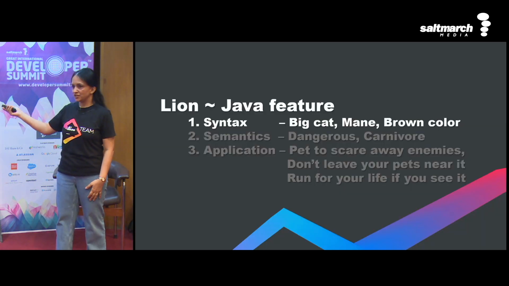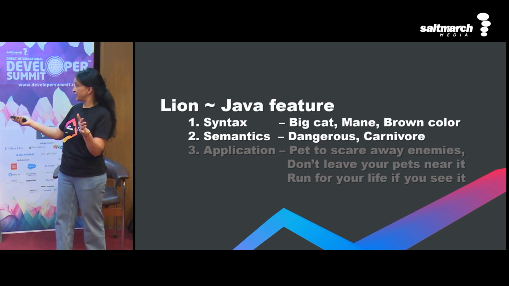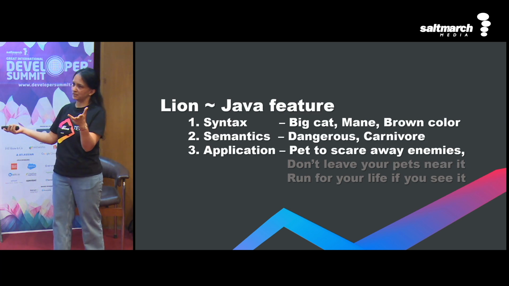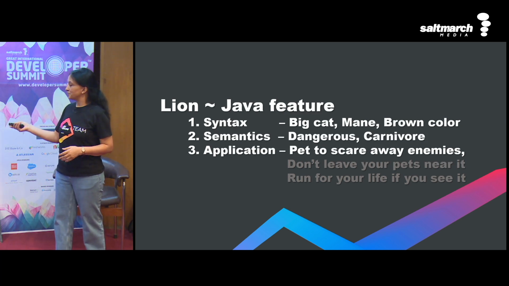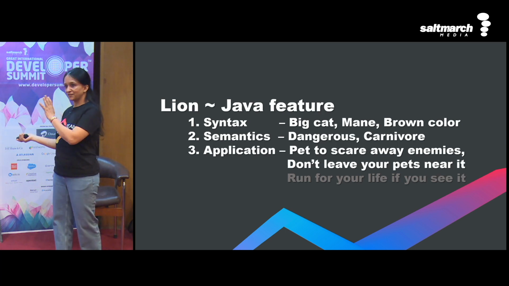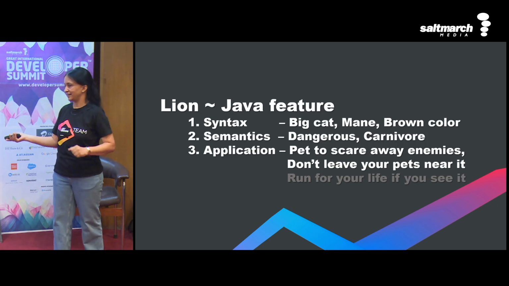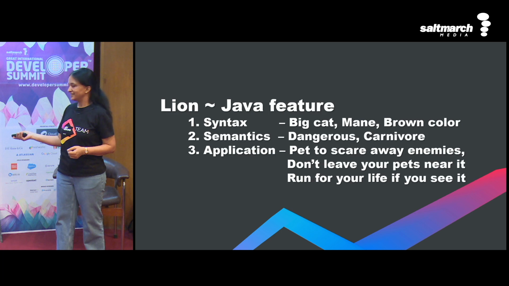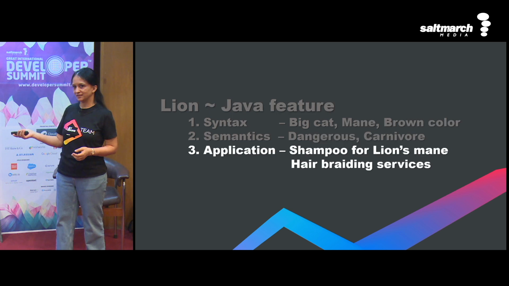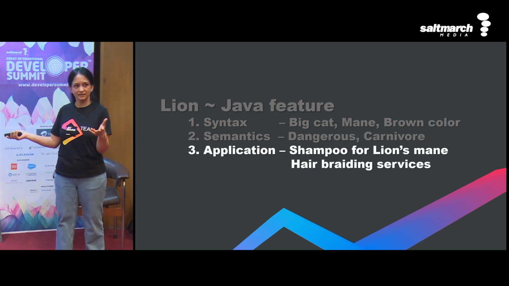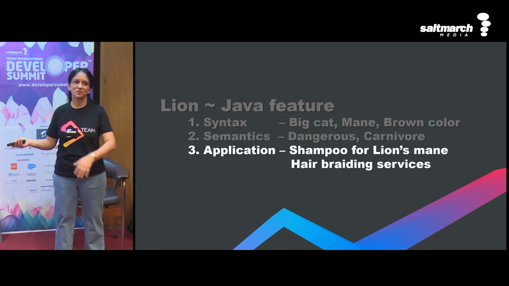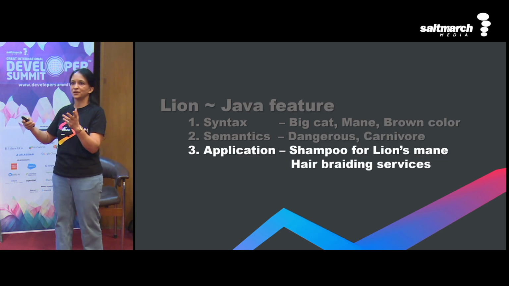So as I mentioned, we also covered a bit of semantics here, which is good. And how do you use a lion, or probably how does it use us? That's another topic. So you could have a lion as a pet to scare away your enemies. You could, but if you don't have this as a pet, don't leave your pets near a lion, because you won't find them again. The other one is run for your life, if you see a lion, of course. But how could you make money out of selling something to the lion? Shampoo for lions, mane? That would be a good one. And hair braiding services. So again, that would be another application of how we could use a lion.